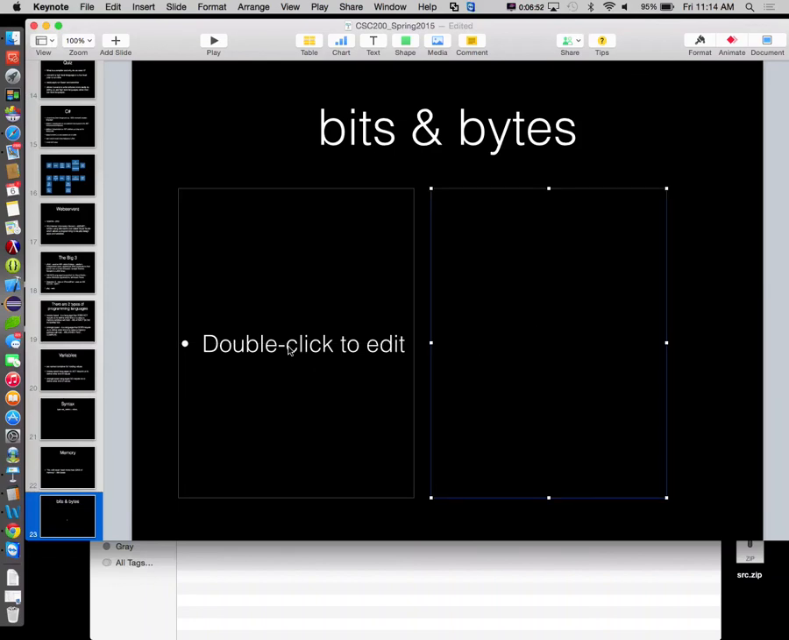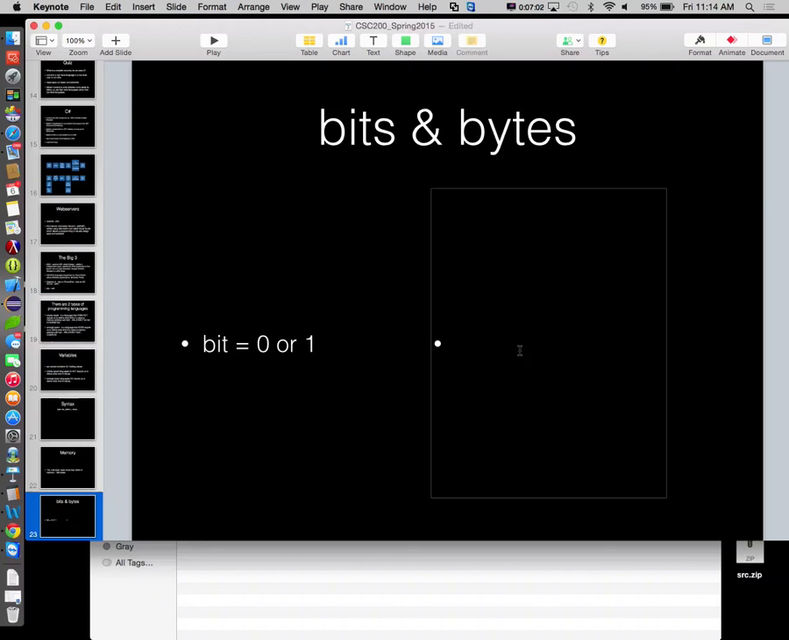And it's very related to what we're about to talk about. So what's a bit? A bit is a 0 or a 1. Okay, that's what a bit is. A byte is 8 bits.